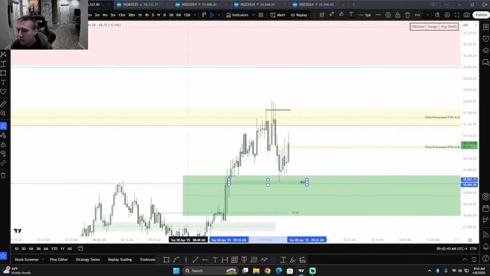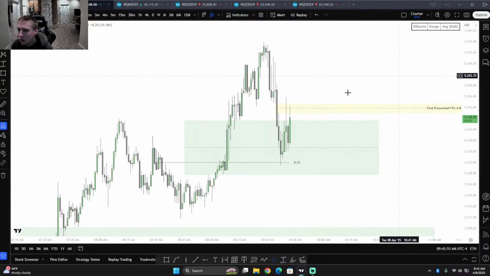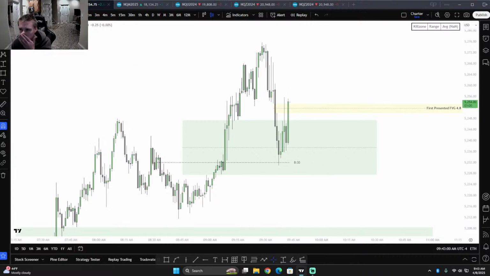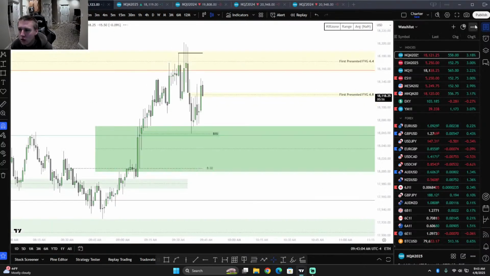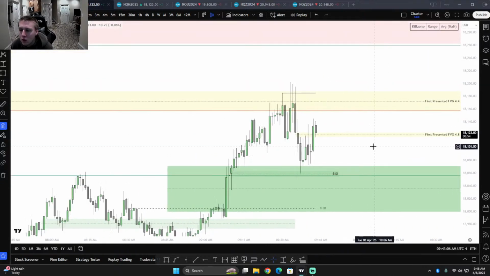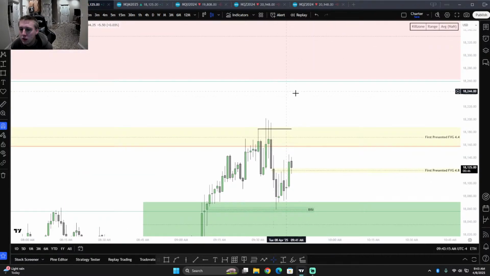ES just hit its first presented fair value gap right now. So if we want to go higher, I would like to see us trade above this level here on ES. ES is right at that, so I want to see us break through that. That's nice. Now see if we use that as discount to trade up into minor buy side and then higher targets.